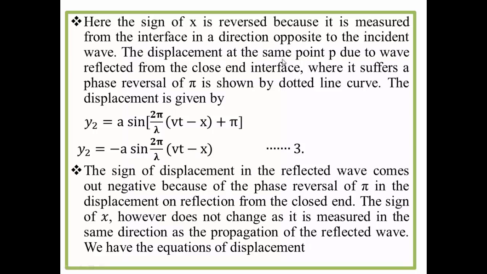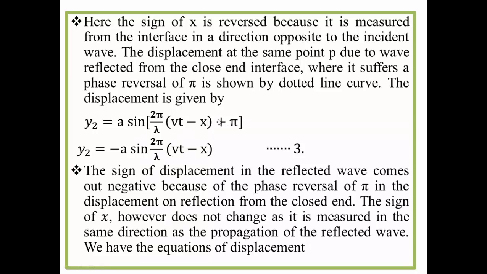So the displacement at the same point P due to the wave reflected from the closed end interface, where it suffers a phase reversal of π, is shown by the dotted line in figure 1, as we have just seen. The displacement is given by y2 is equal to a sin 2π/λ into (Vt minus x) plus π, a phase reversal of π.